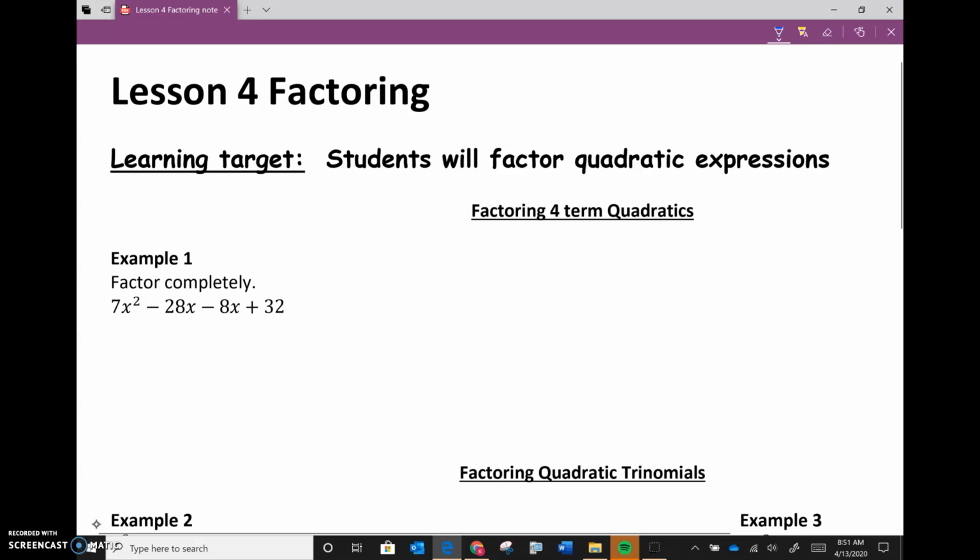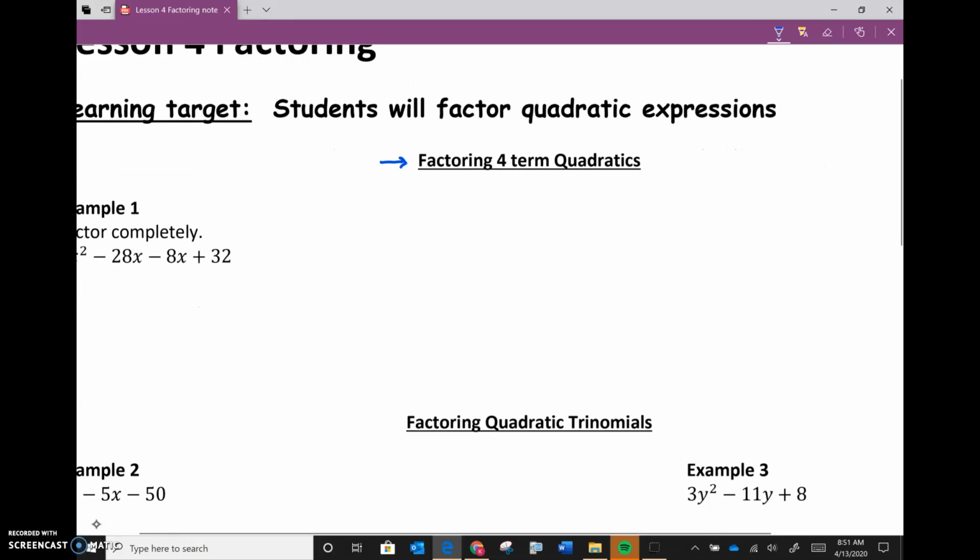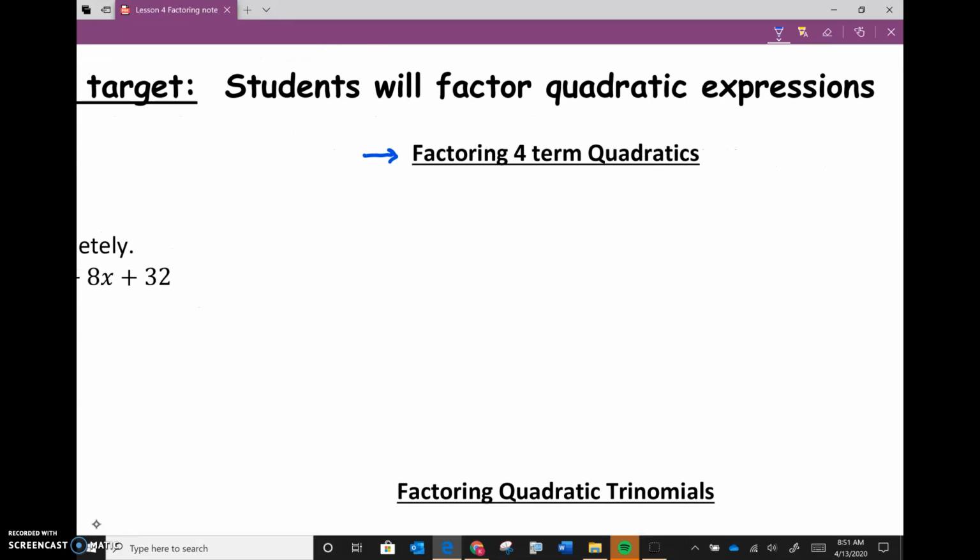Today we're looking at lesson 4, factoring. So just a quick review over factoring quadratics. There's a lot of different types that we looked at, but we're just going to review a few. Okay, so remember when we're factoring 4 terms, so example number 1, we got 1, 2, 3, 4 terms. 4 terms sets itself up nicely to use the box method.